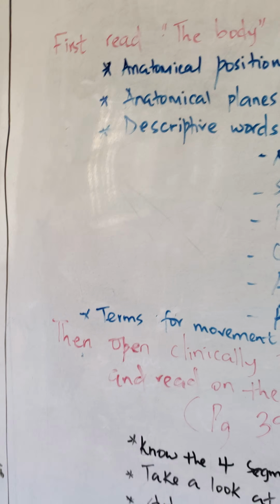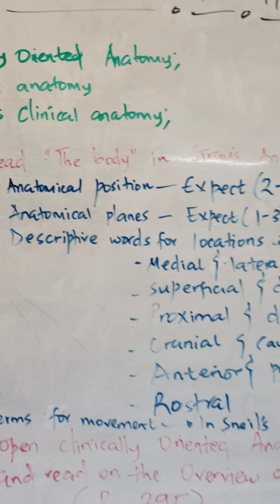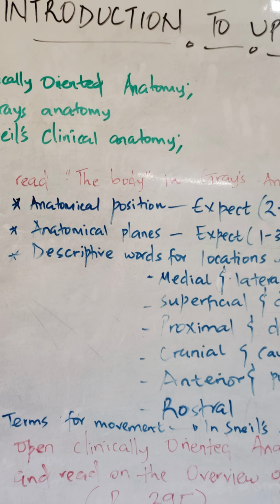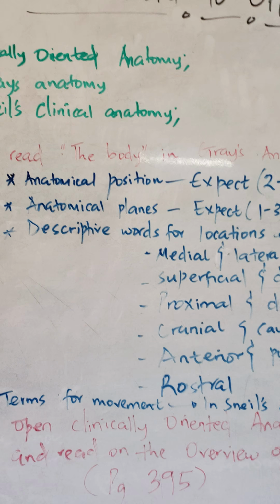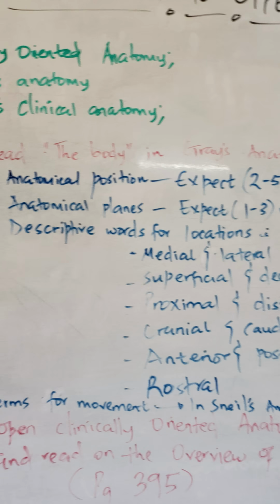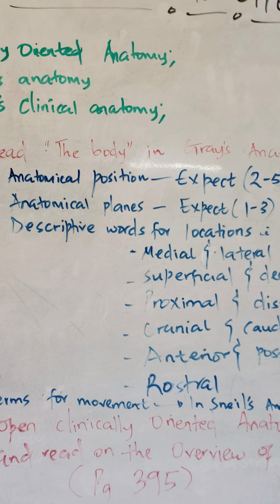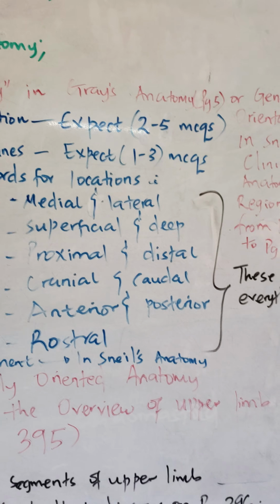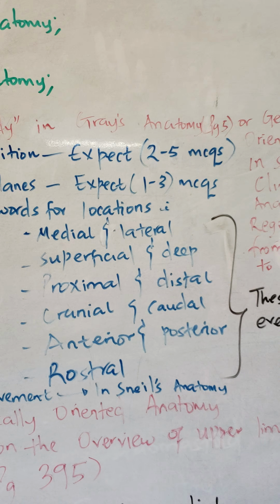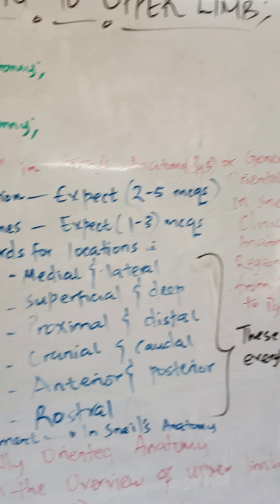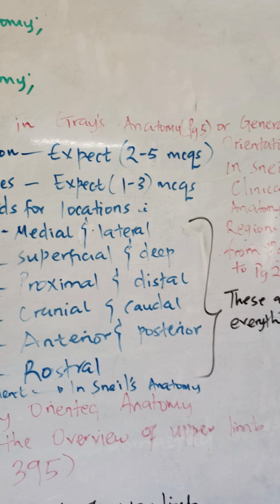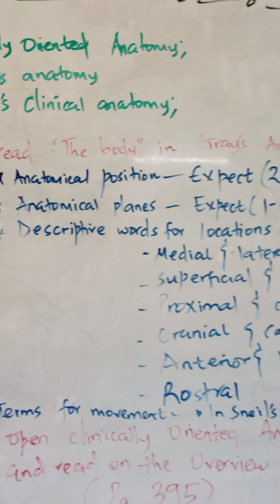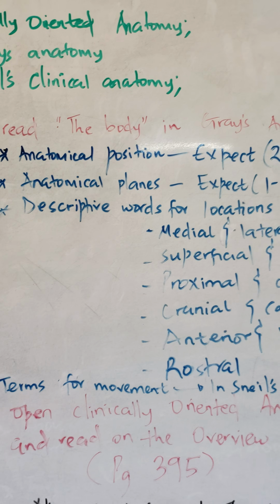So I expect you first of all to understand what we mean by the anatomical position, get the anatomical planes, and get the descriptive words for location and for movement. Remember, when you're doing exams, especially your first anatomy exam, you have to expect 1 to 3 objective questions from this part.